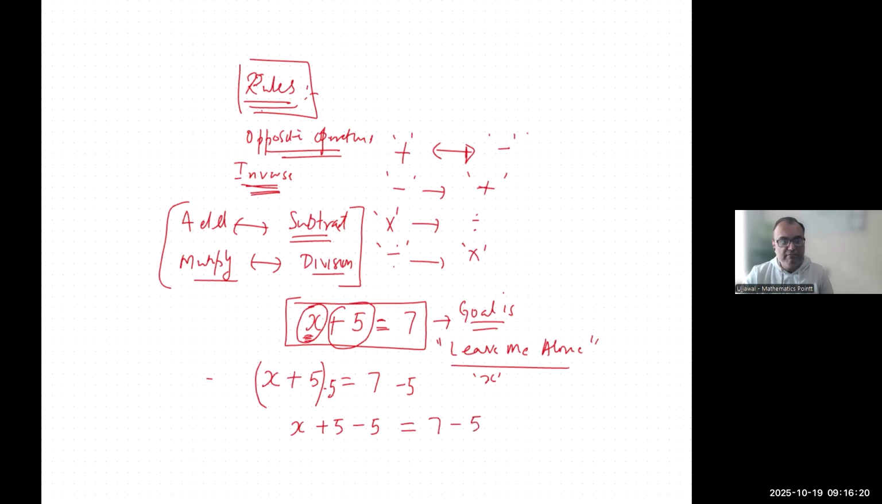Now what's happening on the left-hand side? 5 and 5 cancel, and x is left all alone. And what's happening on the right-hand side? 7 minus 5 is 2. So finally, x is equal to 2. We were able to leave x all alone on the left-hand side, and we call it the leave me alone strategy, which means I am leaving the variable all alone in order to solve its value.